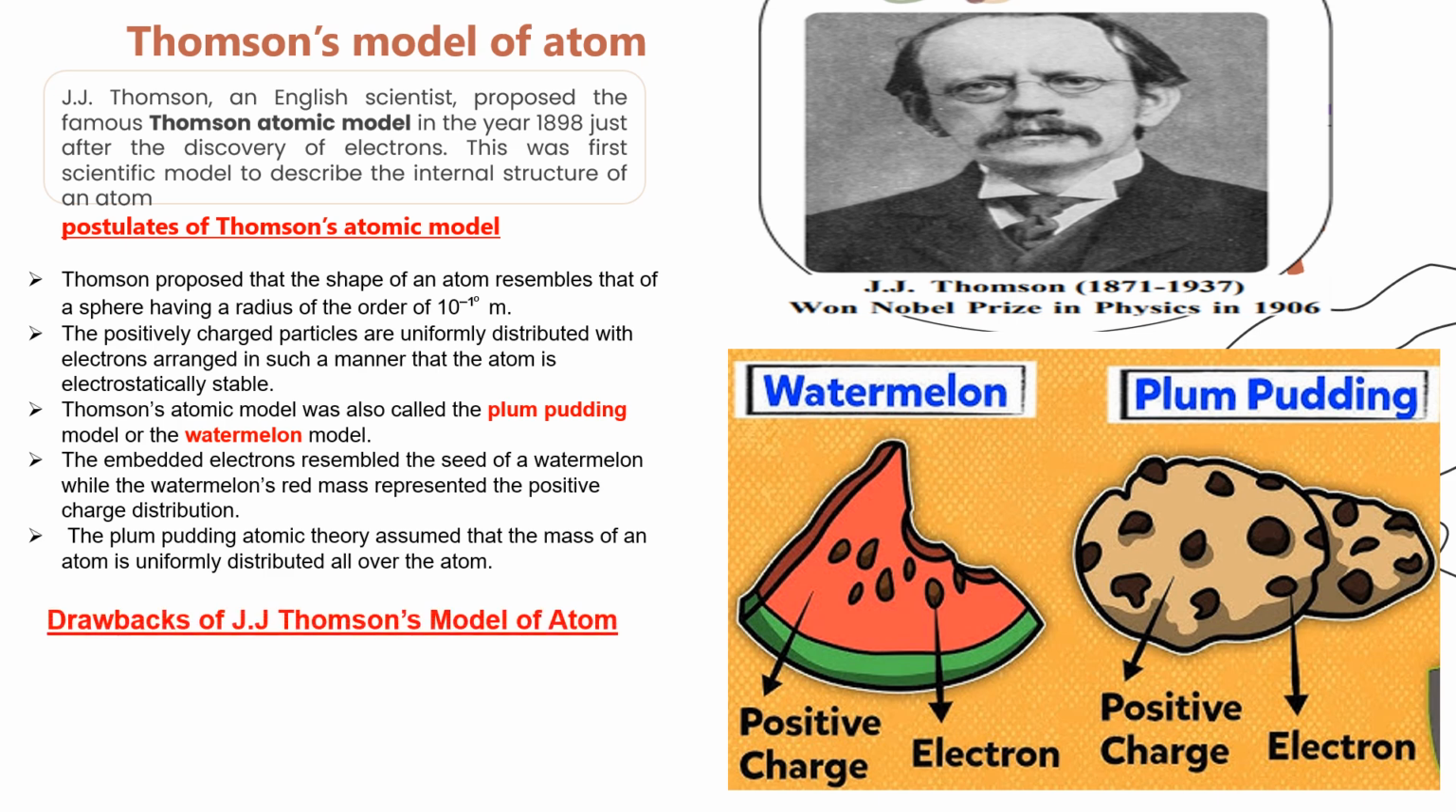So the drawbacks of this atomic theory: it failed to explain how the positive charge holds the electrons inside the atom, and it also failed to explain the reasons for the stability of an atom.